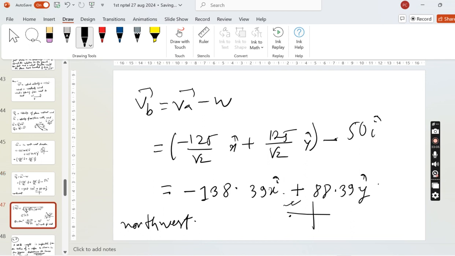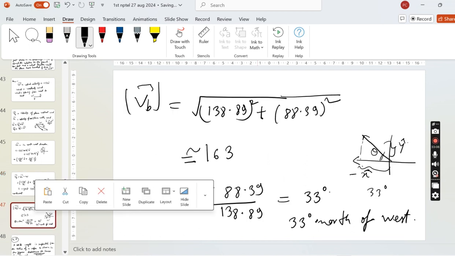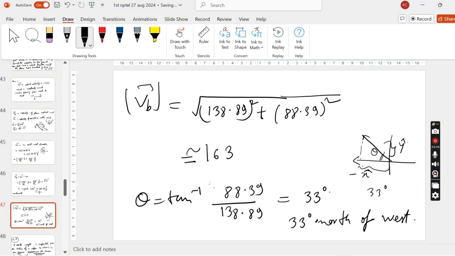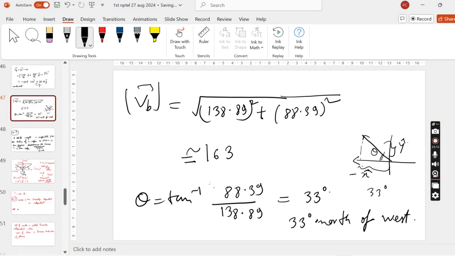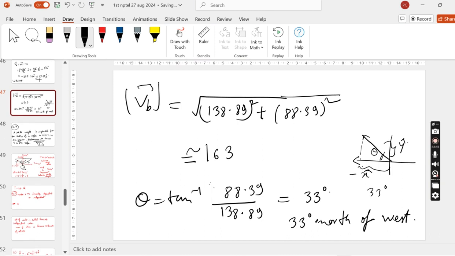Now we need to calculate the magnitude. We have that it is 163, and we need to calculate the basically angle. So tan inverse y direction projection by x direction projection would give us 30 degrees. So 30 degree north of west, that is our angle.